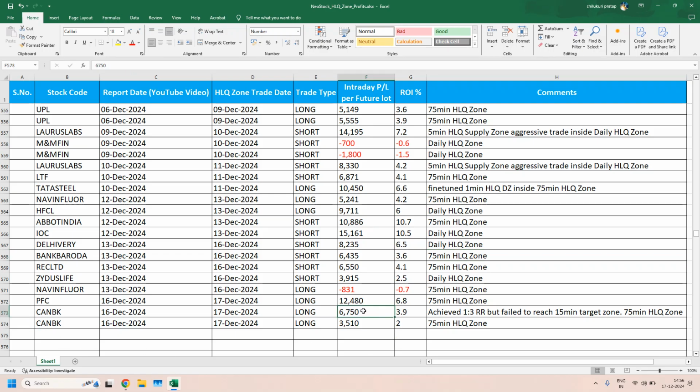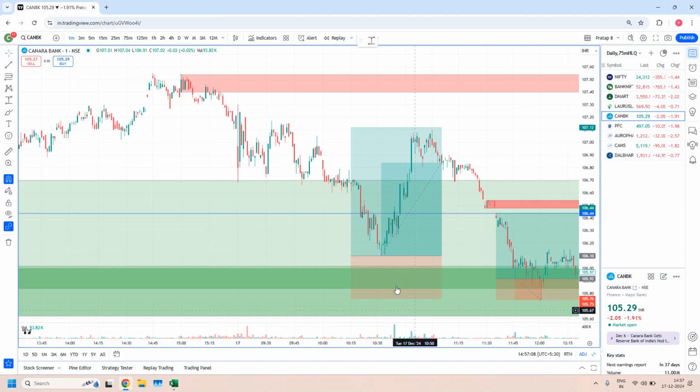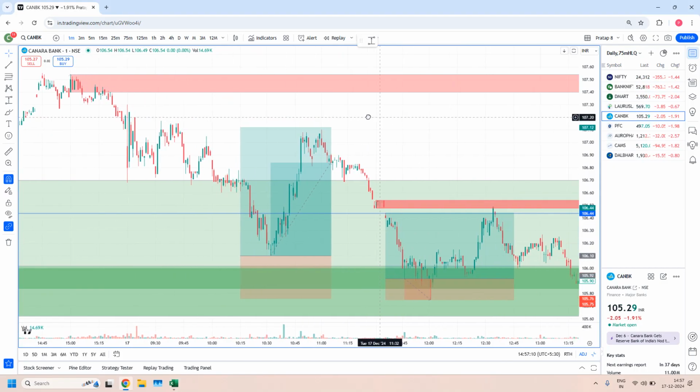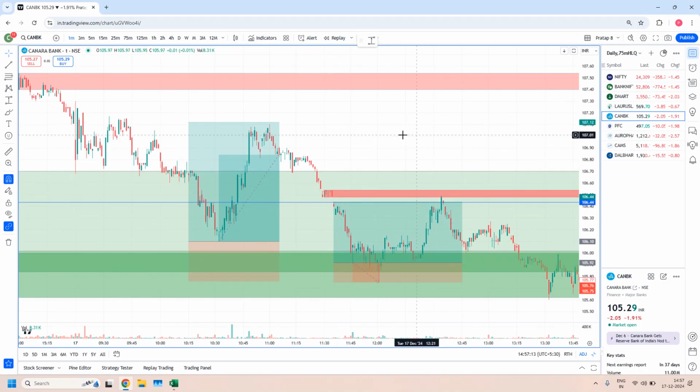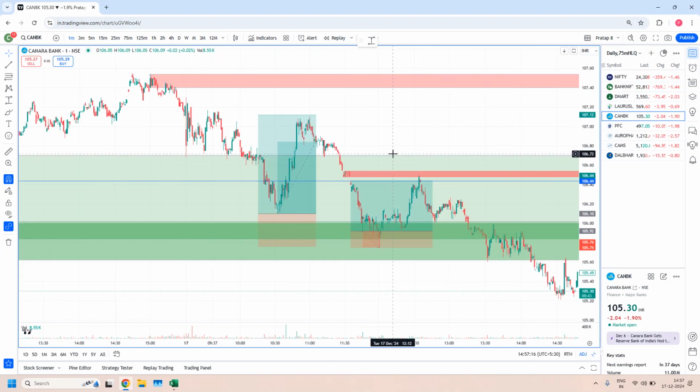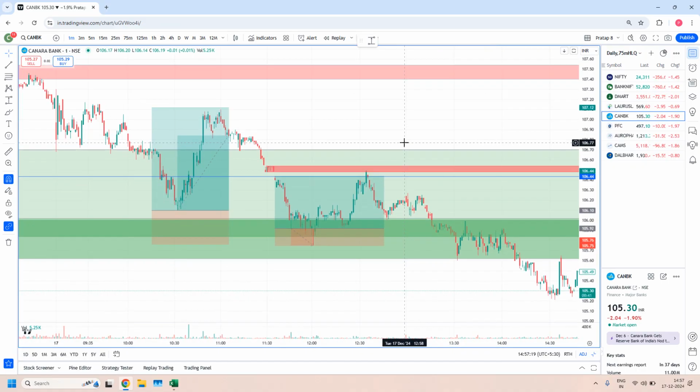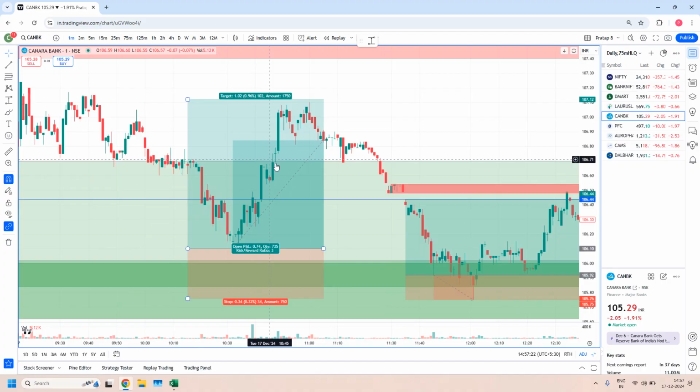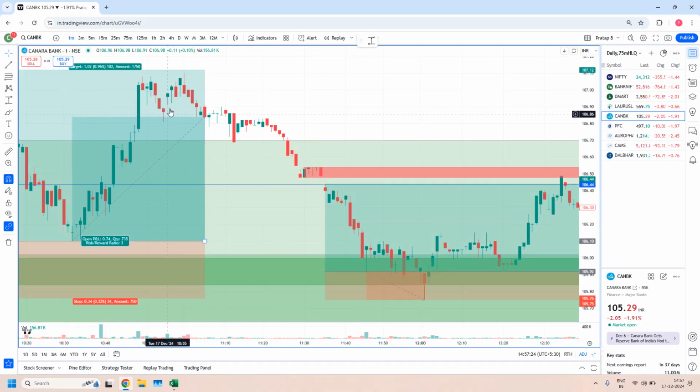Okay, how much profit has it given? Good profit. Till 1:3 RR I am calculating. 6,750 rupees profit, which is 3.9% ROA, close to 4%. Maybe those who used this, where is that 1 minute? Did I delete it? Okay. This drop base rally, if it would have hit your stop loss somewhere here, probably you would have achieved around 5,000 rupees, or a little over 5,000 rupees profit.